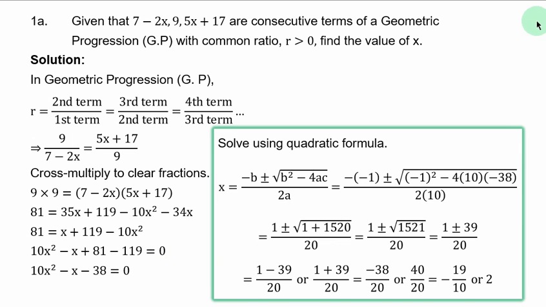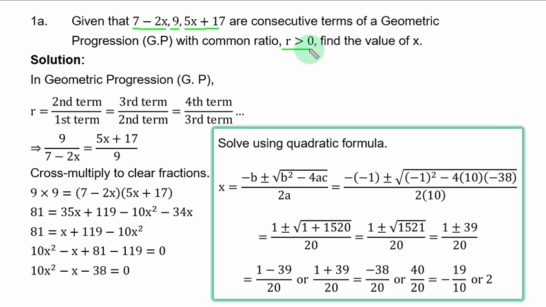Question 1a. Given that 7 minus 2s, 9, 5s plus 17 are consecutive terms of a geometric progression (GP) with common ratio r greater than 0. Find the value of s.